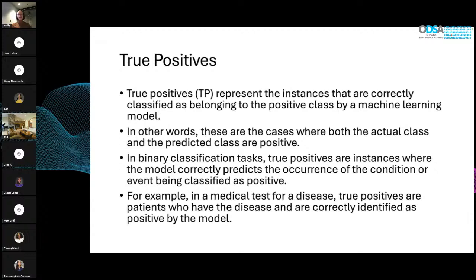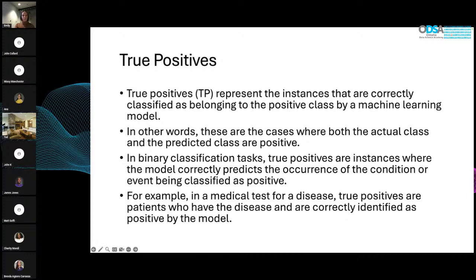When we look at true positives, these represent the instances that are correctly classified as belonging to the positive class. So if we are predicting fraud, these are the instances for which we predicted it was fraud. Our y hat predicted fraud, and our y was actually fraud. Our y hat was 1. So that is a true positive. We predicted positive, and it was actually positive. So in this case, the actual class and the predicted class are both positive.